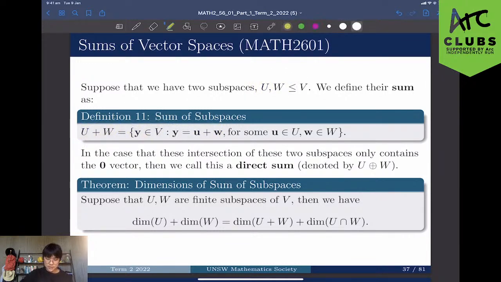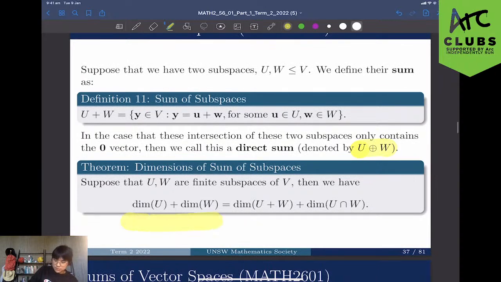And in the case that these two subspaces you're adding up have only the 0 vector in common, we call that a direct sum, which is denoted by this notation. And suppose that U and W are finite-dimensional subspaces of V, then we have this formula.